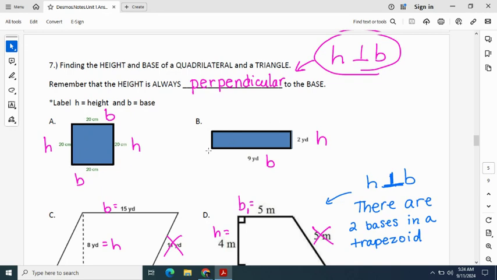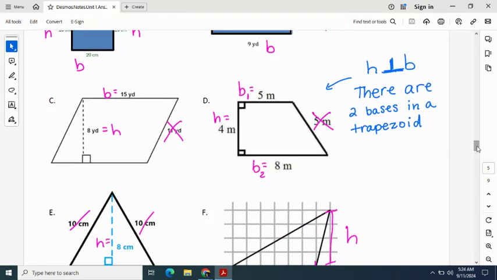This is for B. 9 yards is the base, 2 yards is the height. And again, I could have called 2 yards the base and then 9 yards the height, but I called it this one. Now look at C. This is the base, the 15. This I crossed out because remember the base and height have to be perpendicular to each other. So I don't need 11 yards for this problem. I'm just identifying base and height. This is called the side length.